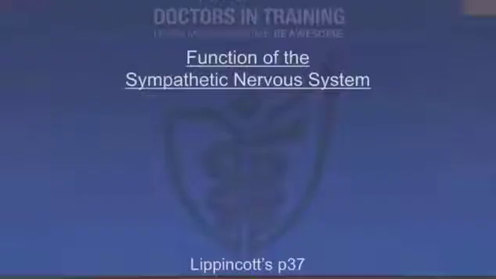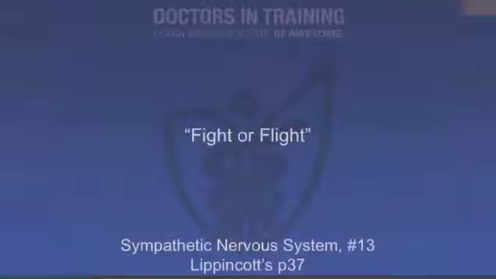So that's the anatomy of the different portions of the autonomic nervous system, and we're really done talking about the enteric nervous system. From now on, we're going to be talking about sympathetic and parasympathetic systems. So first, let's talk about the function of the sympathetic nervous system. Now, you've probably heard of this. We talk about the sympathetic nervous system as causing a fight or flight response.